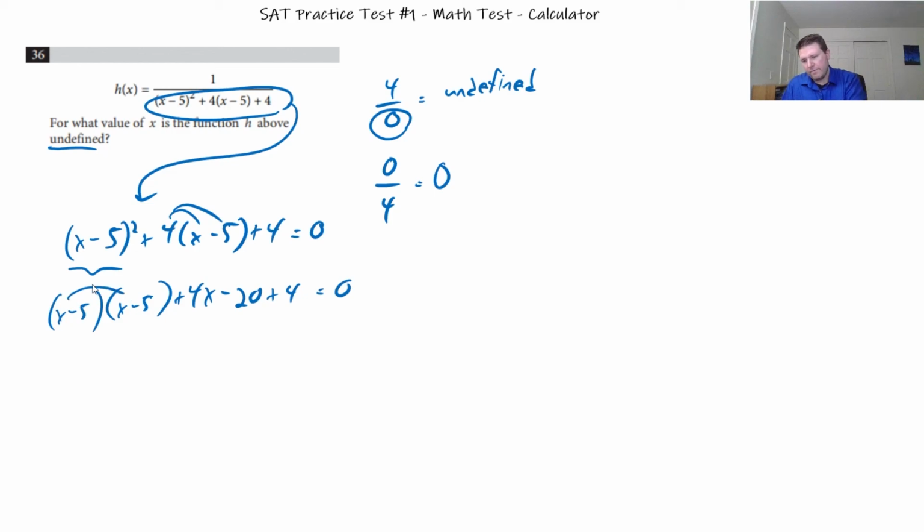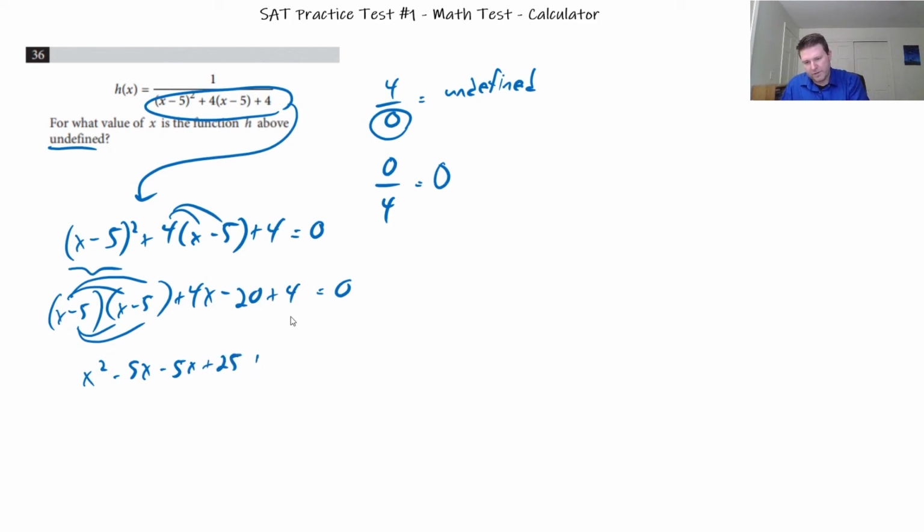And then foiling this, right? Remember, you have to FOIL a situation like this. You can't distribute a square in. That's one of the most common mistakes related to foiling. You do have to FOIL this out. So x squared minus 10x. Well, let me show my work there. Minus 5x, and then plus 25.